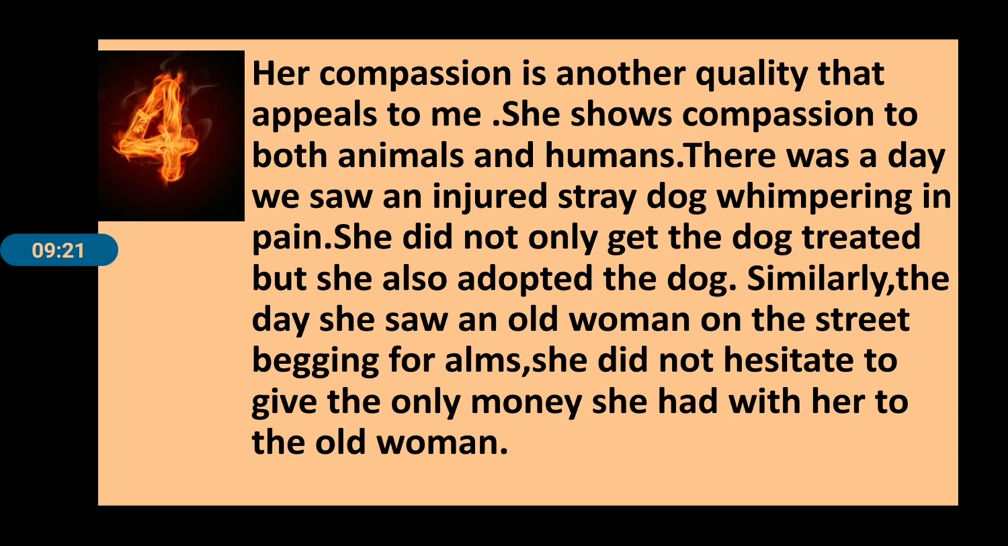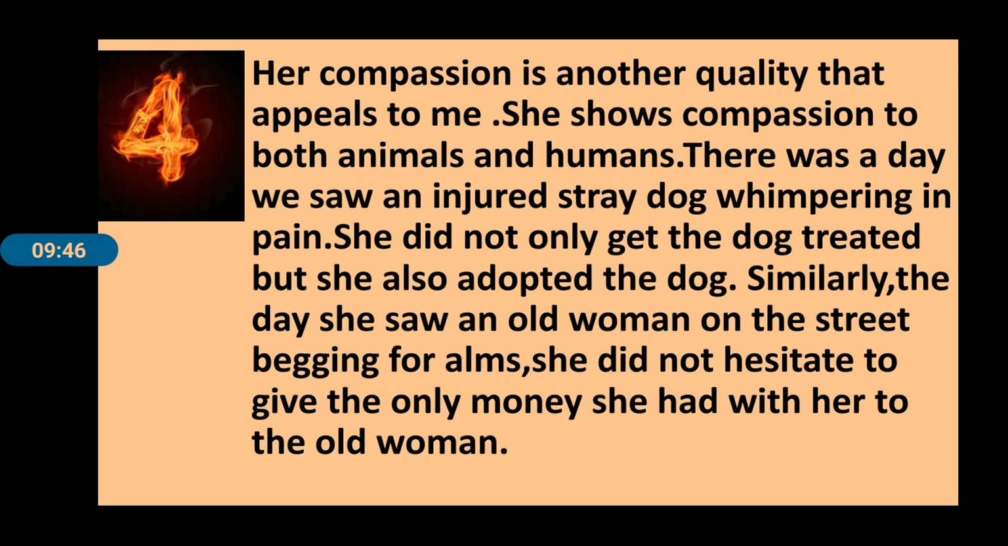Now move on to paragraph 4. Her compassion is another quality that appeals to me. Okay, paragraph 3 talks about her courage. Paragraph 4 is on compassion. So this is my topic sentence. Her compassion is another quality that appeals to me. Every other thing in this paragraph should tell me more.